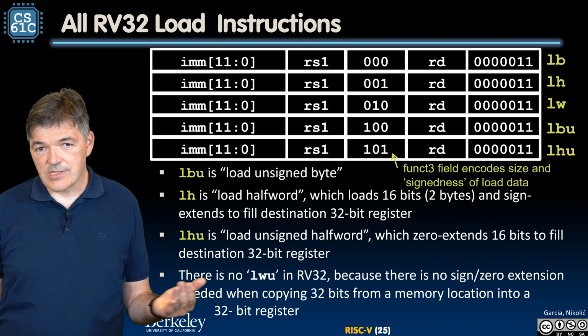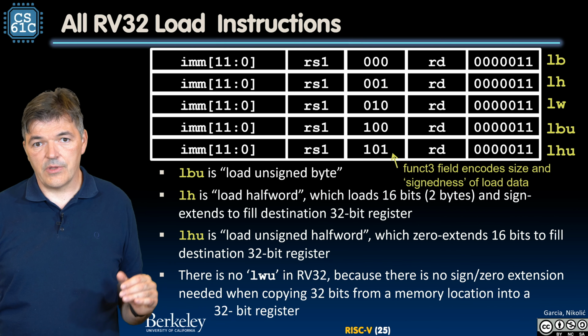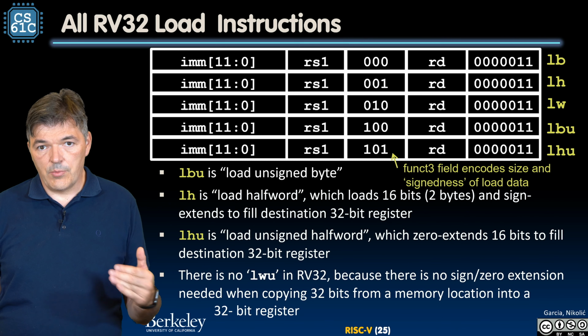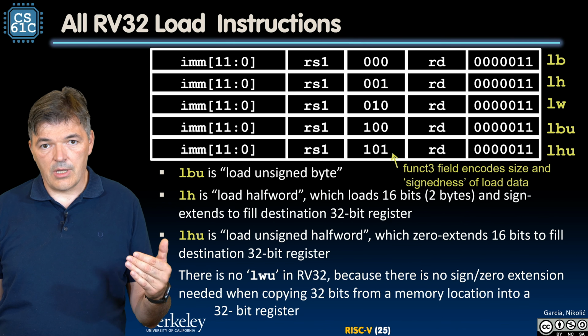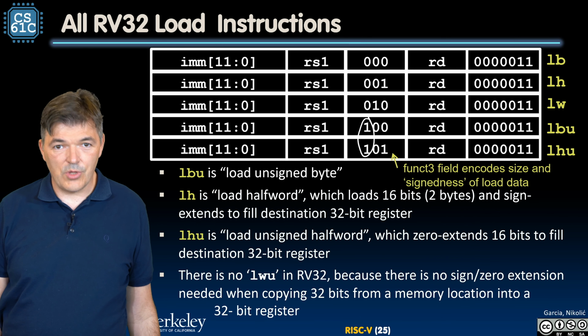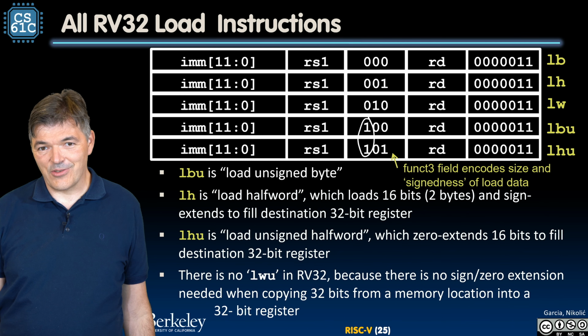Loading half words works exactly the same way. We place a half word into the lower part of the register and sign extend it. Load byte unsigned and load half word unsigned do not perform the sign extension. And finally, sign extension is an important thing that we need to do, so it got its separate designated bit in the func3 field.